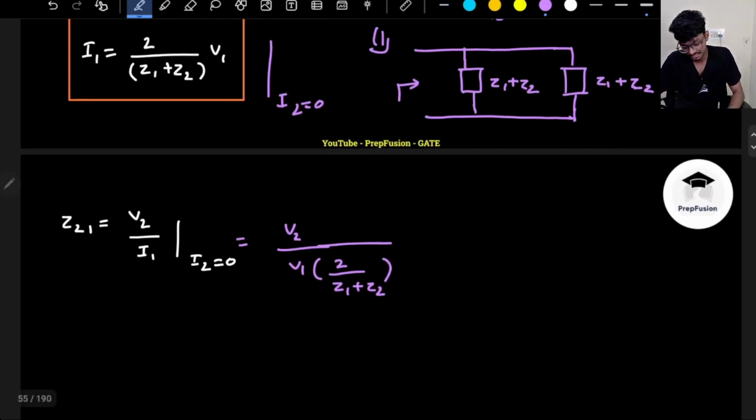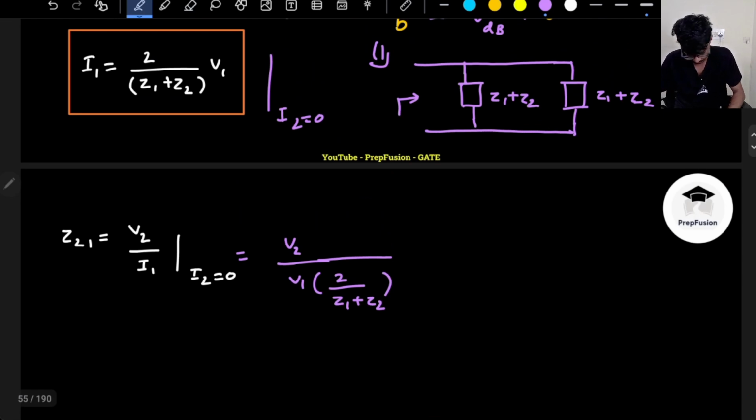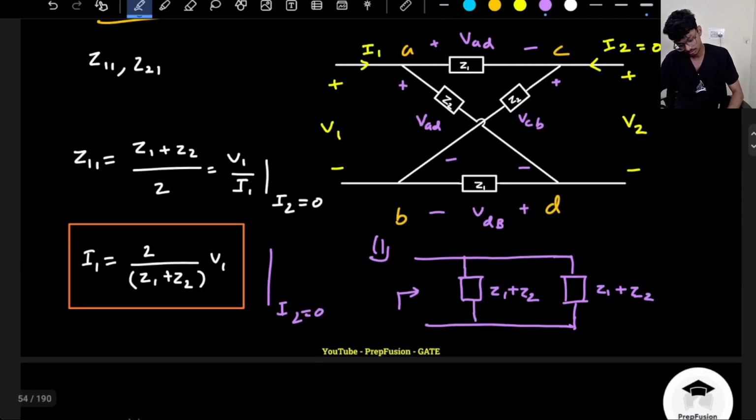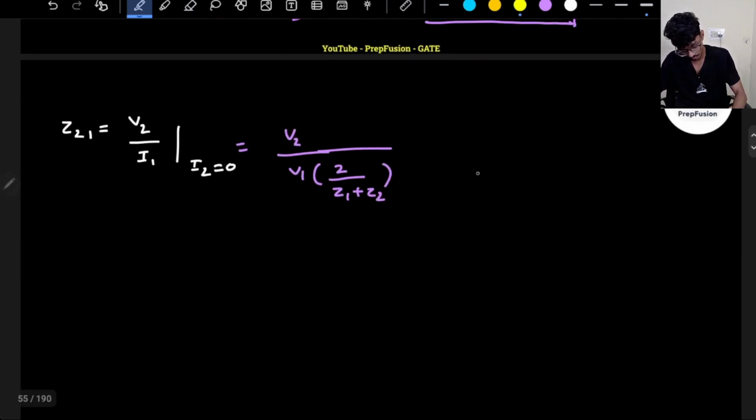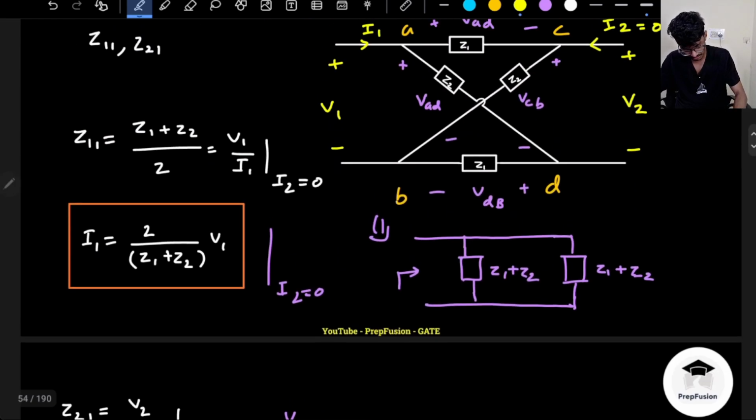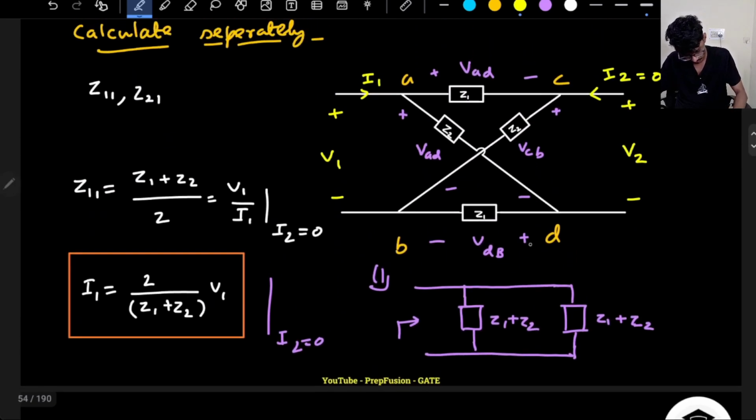Okay, so basically I need to find out the ratio of V1 and V2. That is very easy, right? So what is my V2? V2 we can write as a sum. Okay, let me convert this. Let me write this as plus minus only. That will be easier for us.